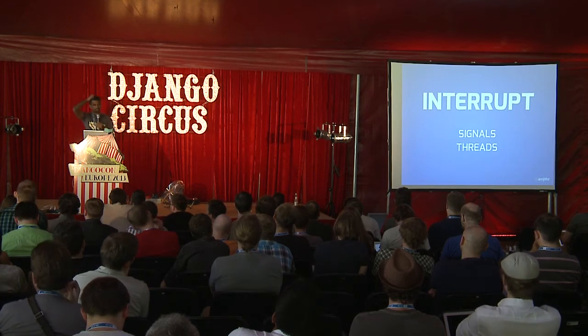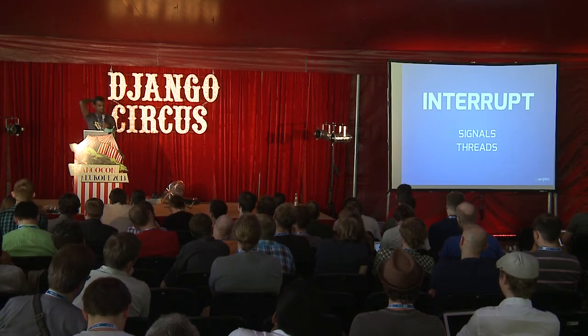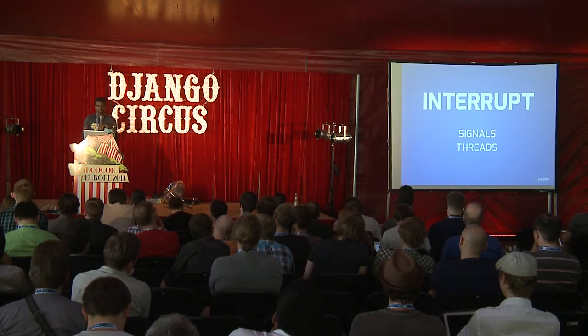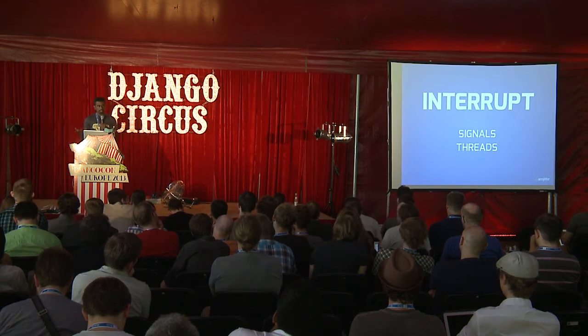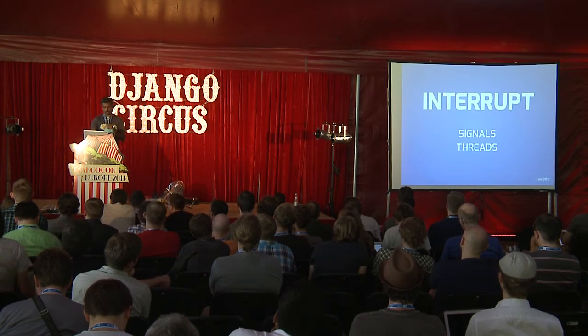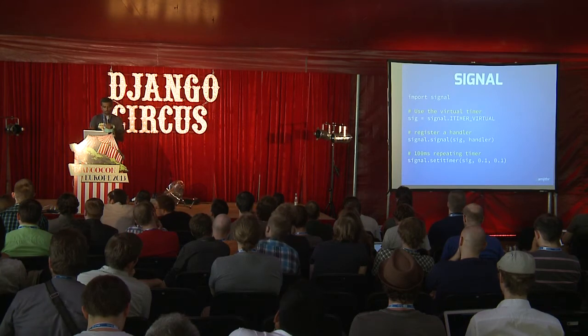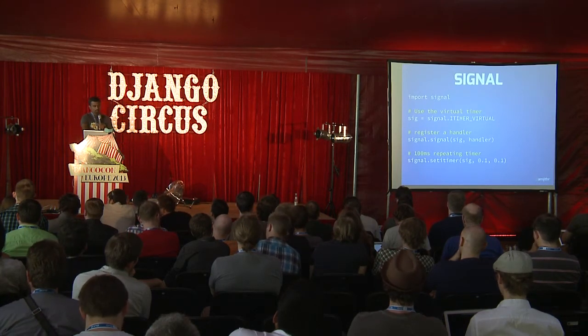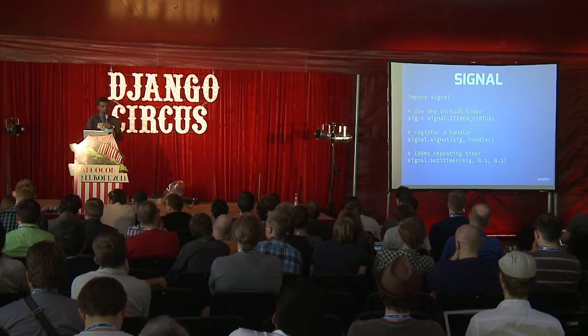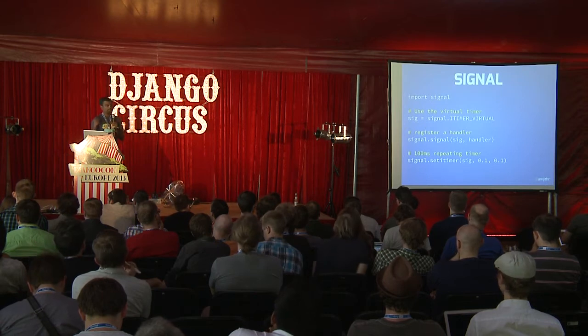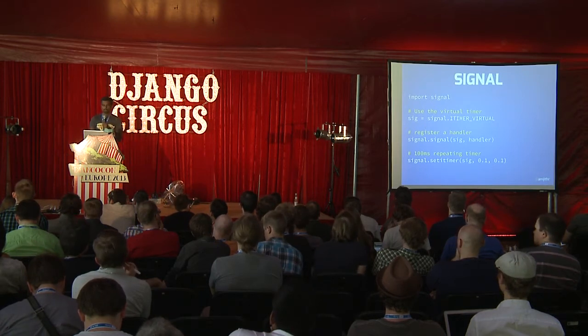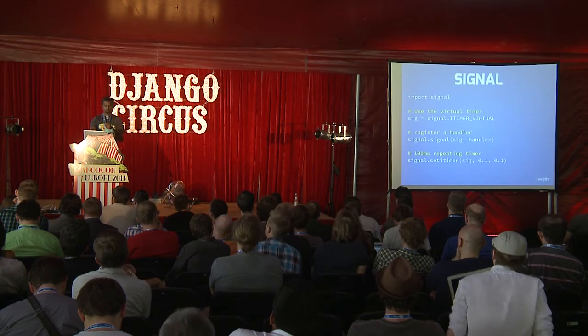OK, so let's look at each category in detail. Interrupting. We could be interrupting a running process in two ways. One is using Unix signals, or you could be using a background thread. If you're using Unix signals, the way to interrupt this in Python is just 3 or 4 lines of code. You import the signal module, and then you pick a specific Unix signal that you want to use. In this case, I'm using iTimer virtual.